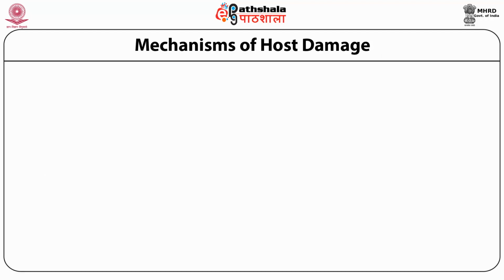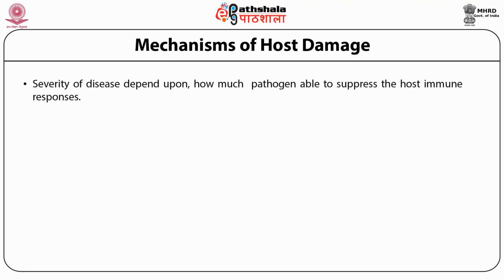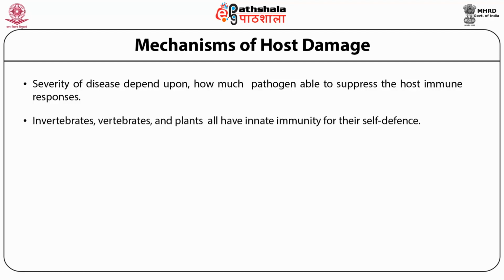How is the host damaged after the infection? To develop the severity of disease, the pathogen must be able to suppress the host immune responses. As I already told you, it involves the innate and adaptive immune responses. All kingdoms, including invertebrates, vertebrates and plants, rely completely on innate immunity for their self-defense.